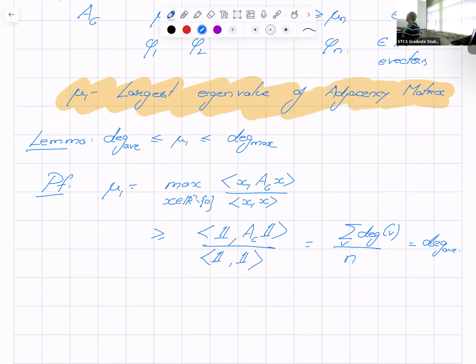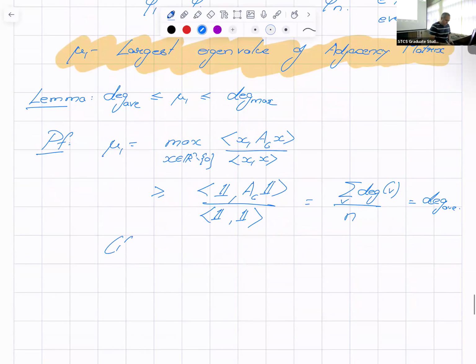Let's look at the same proof. So instead of one, we take one of the maximum. Instead of one, we put one restricted to S, where S is some subset of V. We'll almost have the same proof. Instead of n, we'll have size of S.